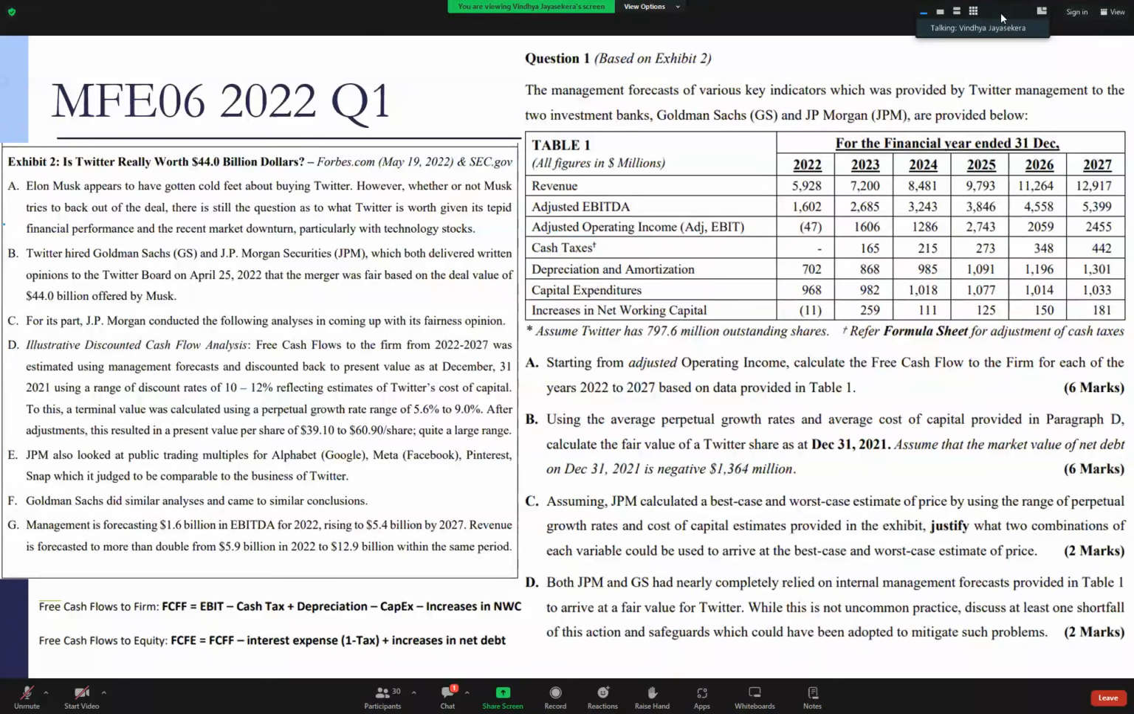So it's a case study. Question number 1. This is the exhibit. Read through the exhibit. I'll give you 5 minutes. Read through the exhibit first, and then look at question A. So you don't have to look at these small figures. You can download the paper. It's question, 2022, question number 1, exhibit 2 and question 1.